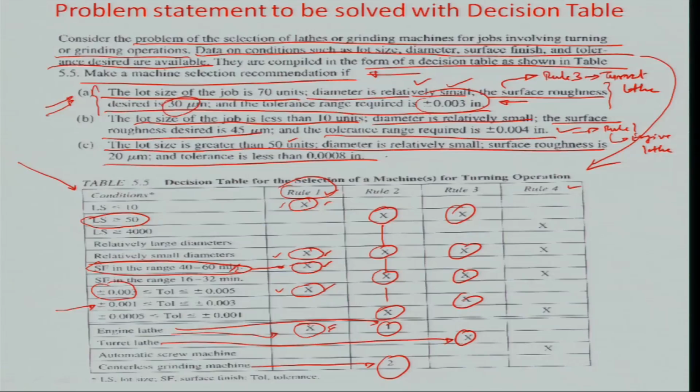So therefore rule 2 is obeyed here, which means coarse machining on engine lathe, followed by centerless grinding for the finishing operation.